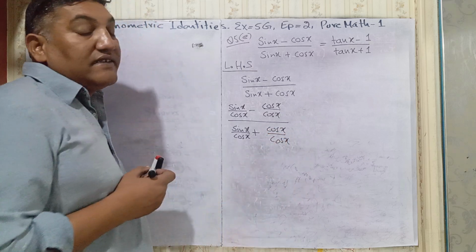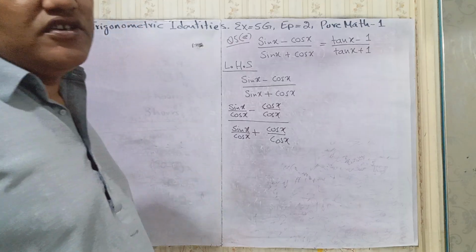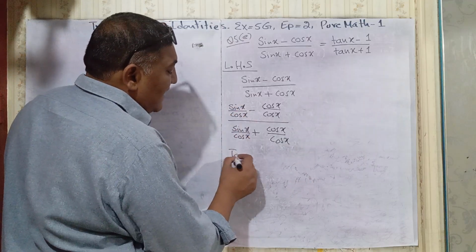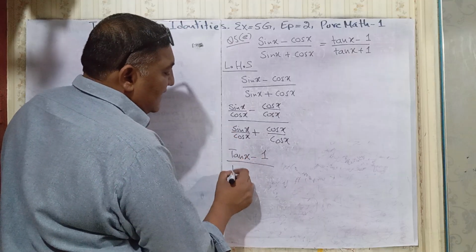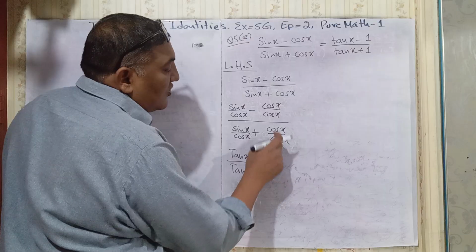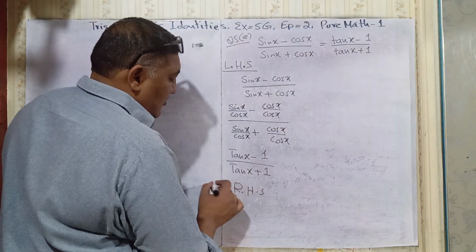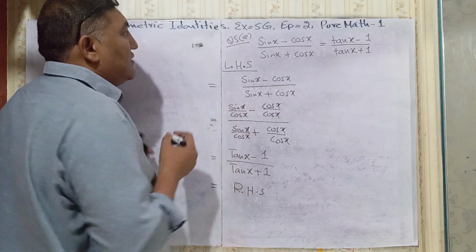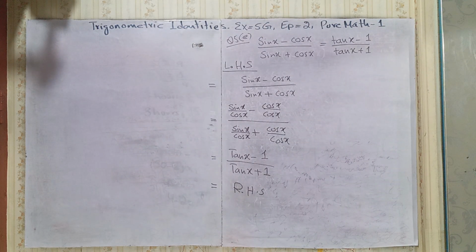So I divided all the terms in the numerator by the cos x, and I divided all the terms in the denominator by the cos x. So see what the magic is. Sin x by cos x, that is tan x. Cos x cancels, this is 1. Sin x by cos x, that is tan x. And cos x cancels, so this is plus 1. And that is your right hand side. So you see, this is how you will do question number 5, it's E part. This is how you will prove that the left hand side is equal to the right hand side.